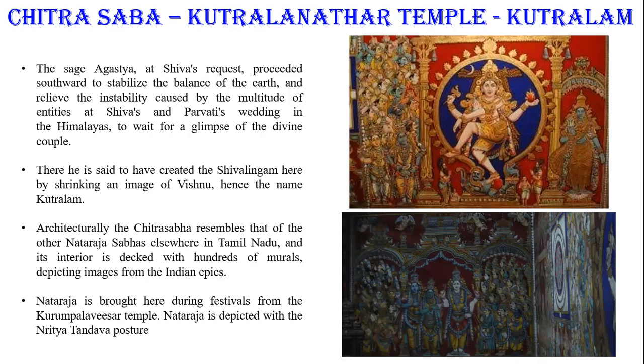Sage Agastya, at Shiva's request, proceeded southward to stabilize the balance of the earth. At the Shiva Parvati wedding in the Himalayas, he waited for a glimpse of the divine couple. He waited a long time, so he is said to have created a Shiva Lingam here from the Vishnu shrine. Hence the name Kutralam.